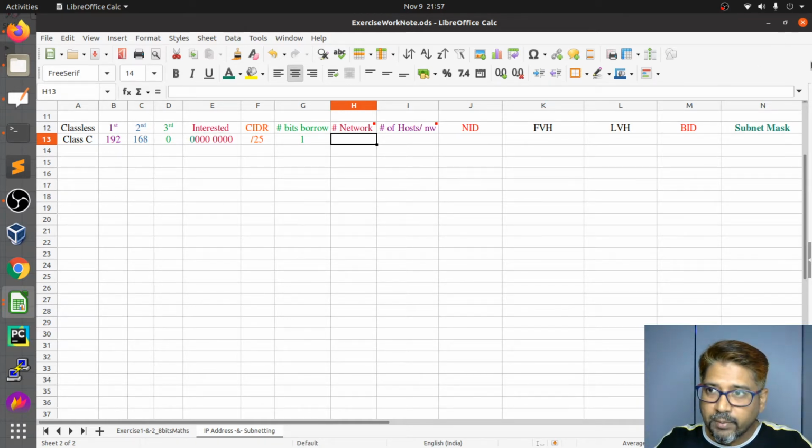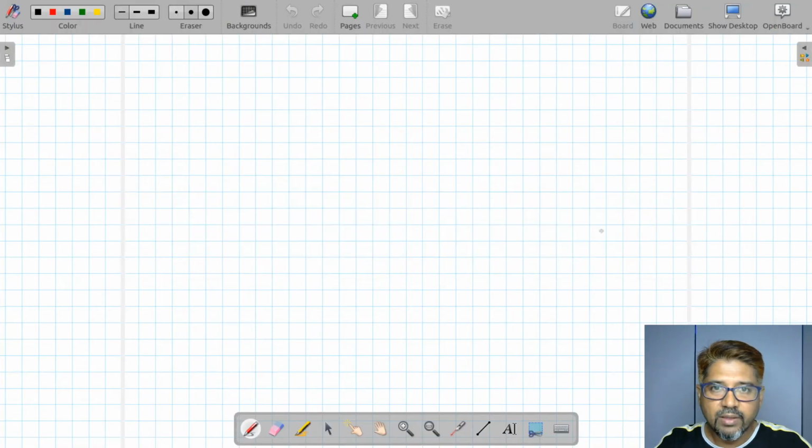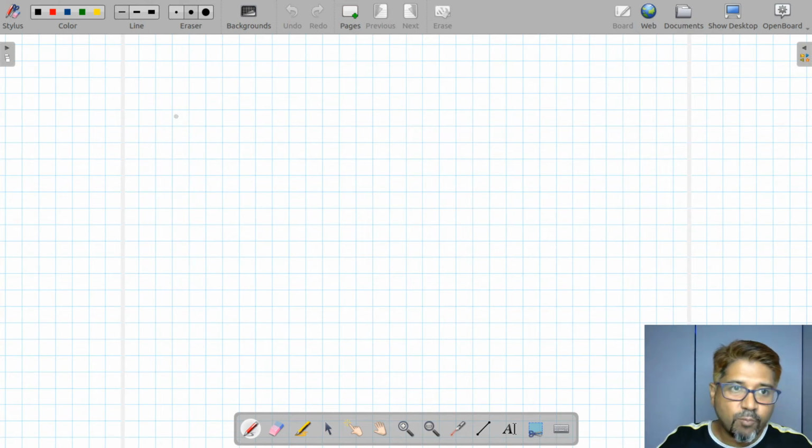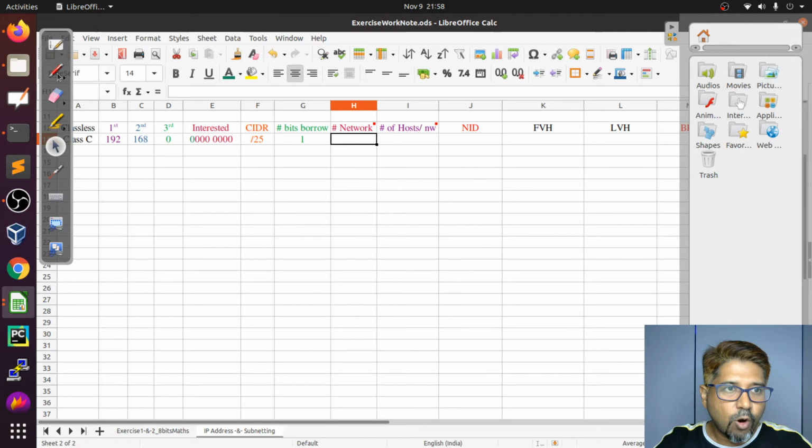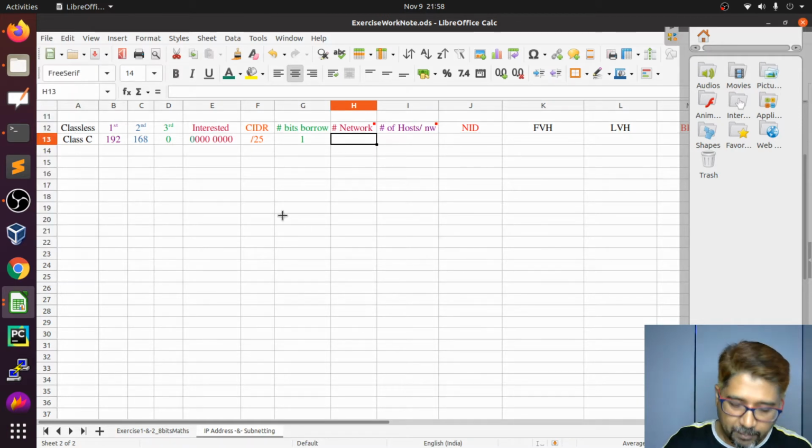Suppose, what do you mean by this? This says that if you have one /24 network and you borrow 1 bit, how many subnetworks are going to be created within that one network? So if we borrow 1 bit, let's go to the whiteboard and understand it. If you borrow 1 bit, what is going to happen?